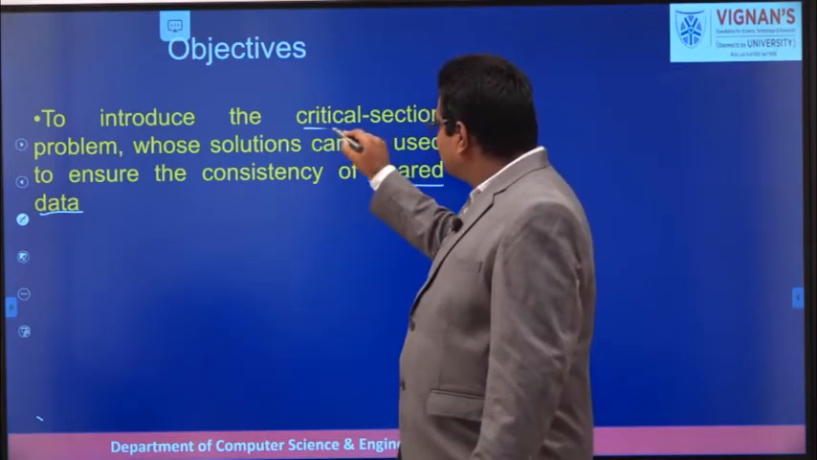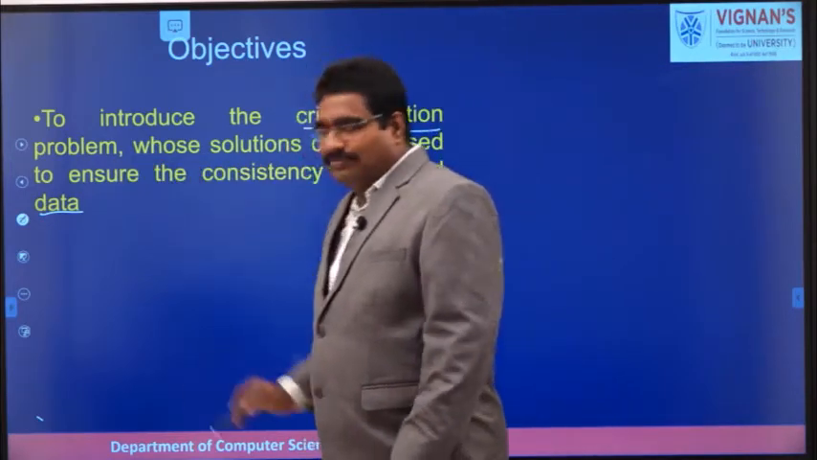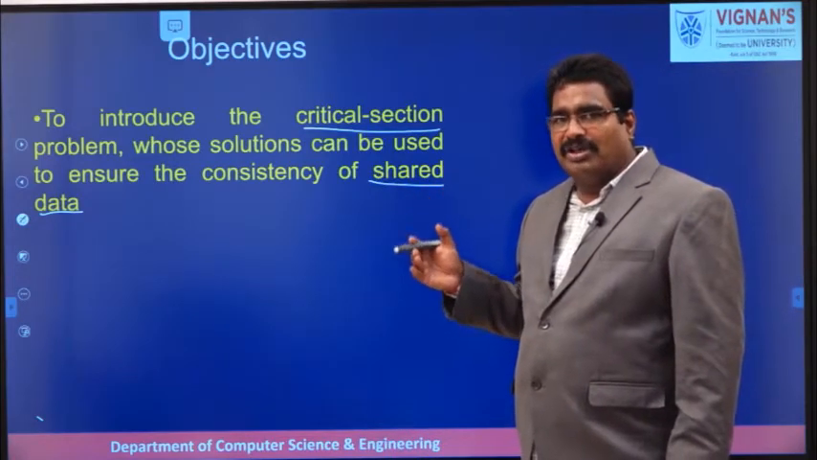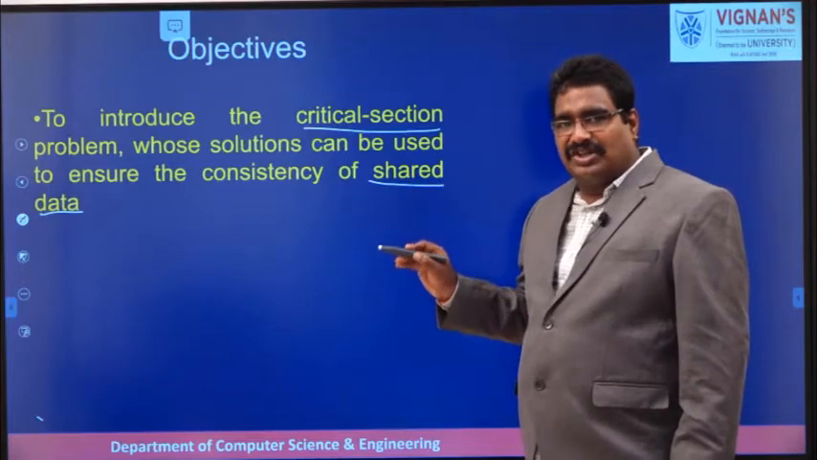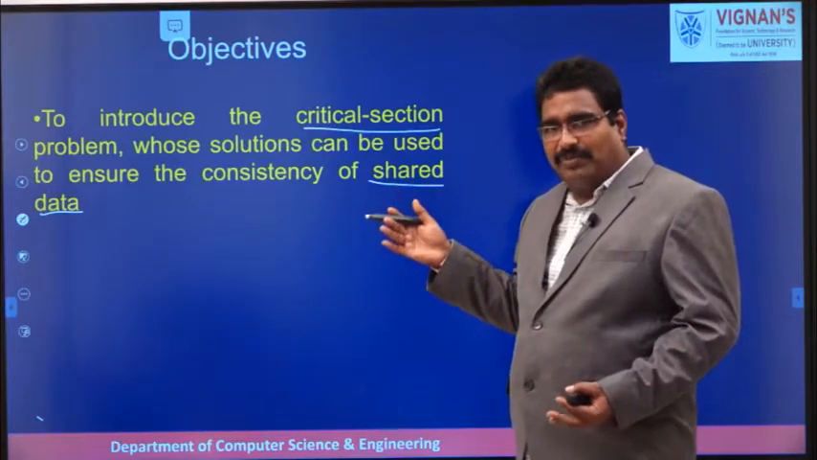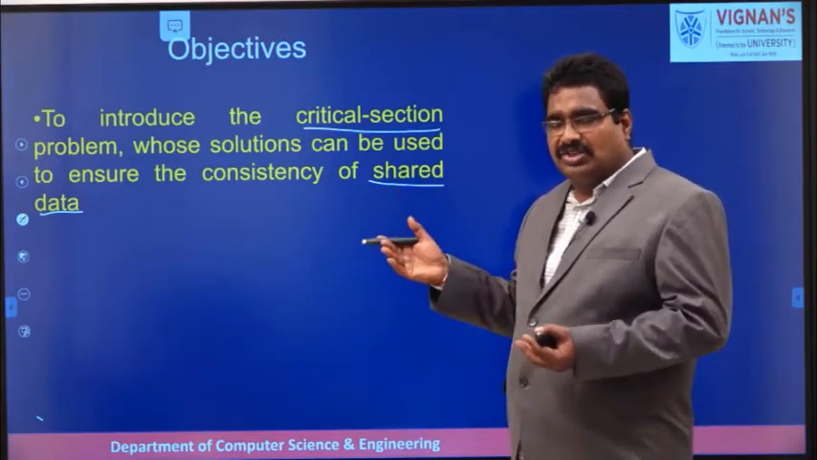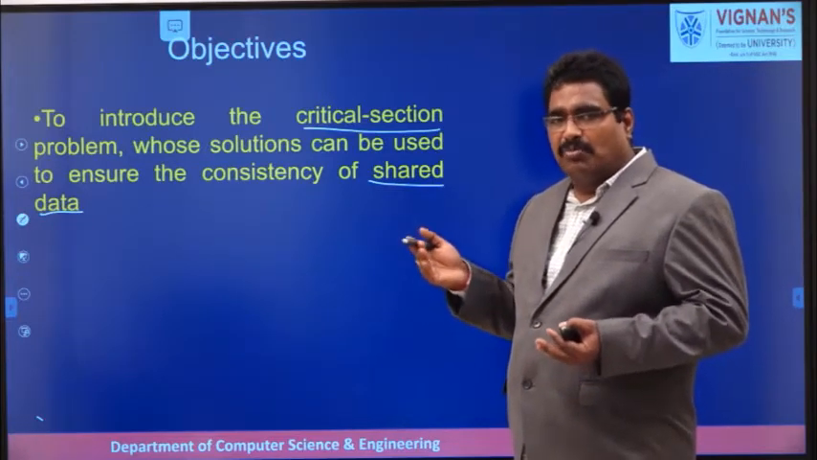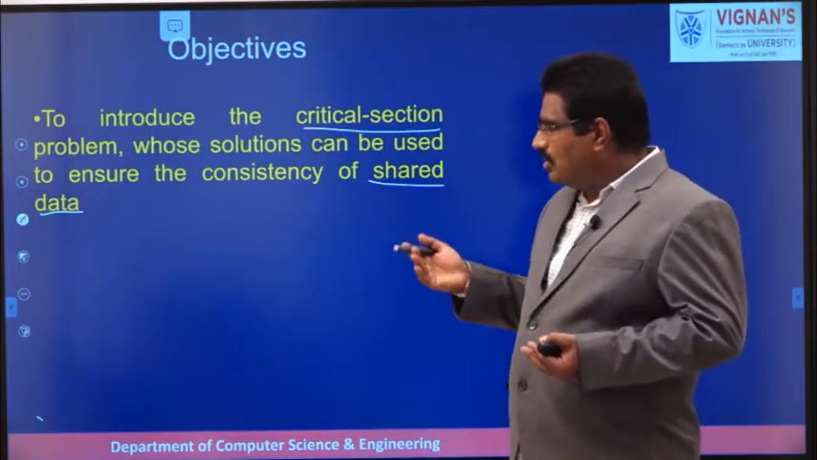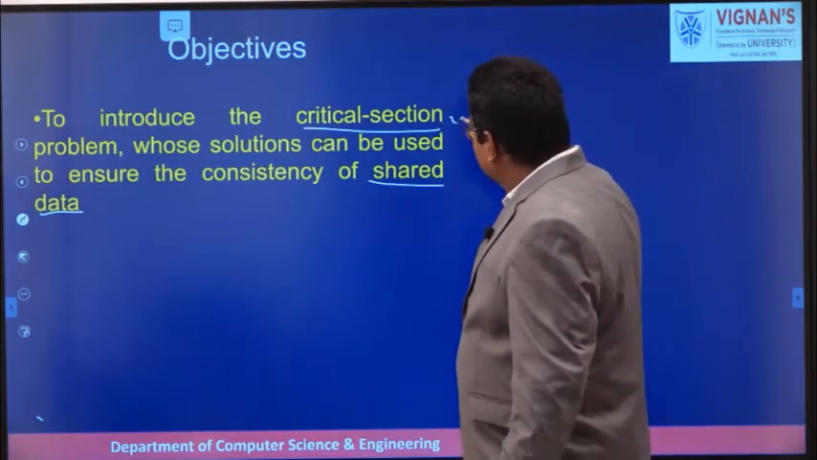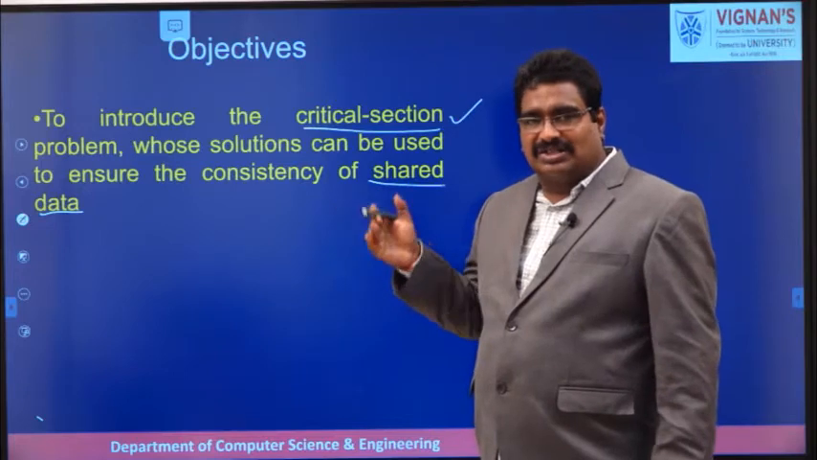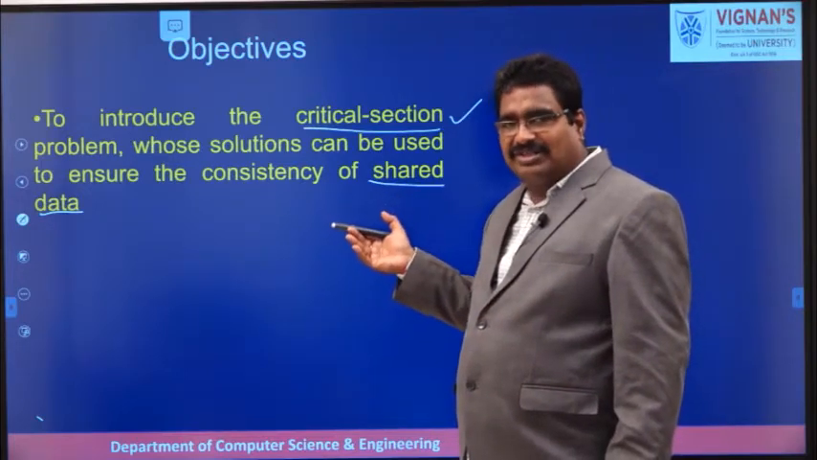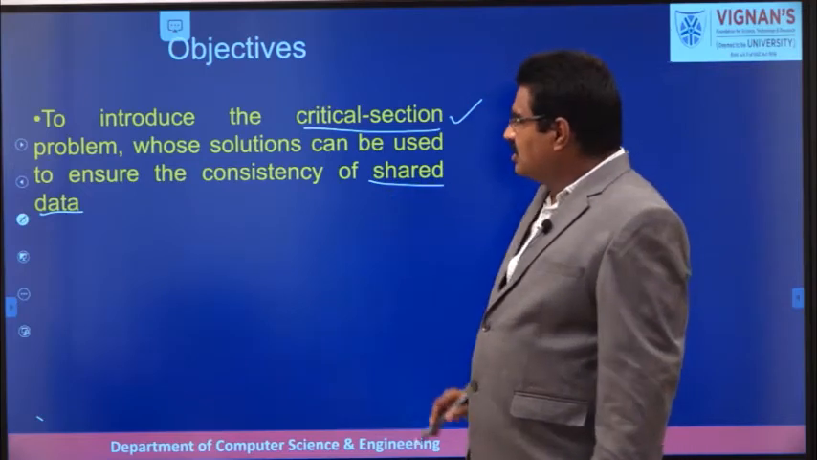Next, what is a critical section? A critical section is a set of instructions in the program that modify the shared data. For example, in a program of 100 instructions, a few, say 5 or 10 instructions, modify the shared data. Those instructions are called the critical section. The remaining 95 instructions are called the remainder section, which does not modify the shared data.